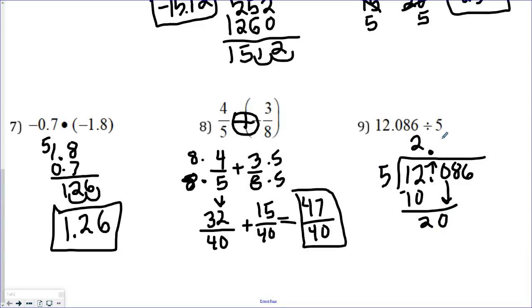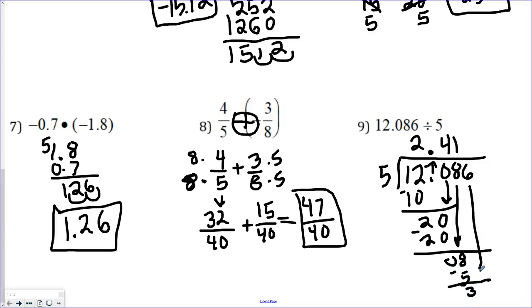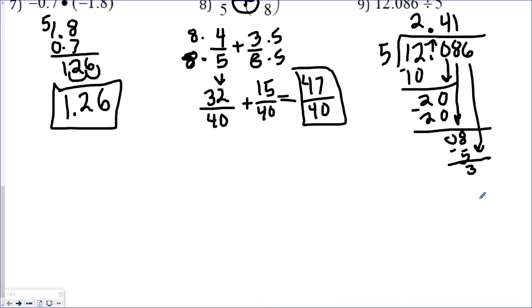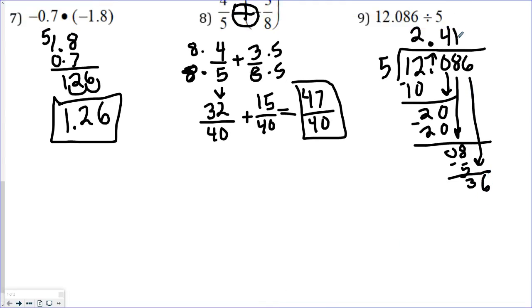5 goes into 20 4 times. That's a perfect go in. So I'll bring down the 8. 5 goes into 8 only once. And then bring down the 6. Gonna get myself another room here. So 5 goes into 36 a total of 6 times, I believe. Actually, it goes into it 7 times, my bad. 7 times 5 is 35.